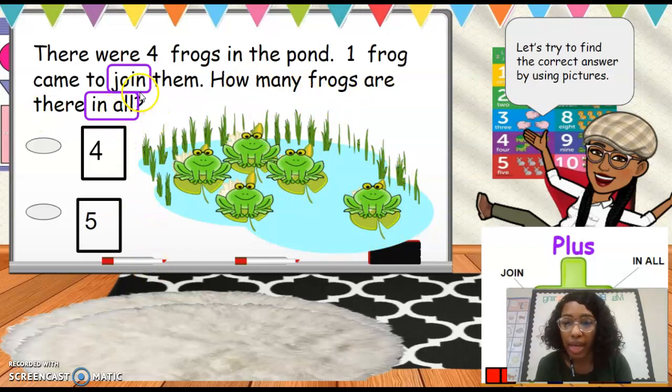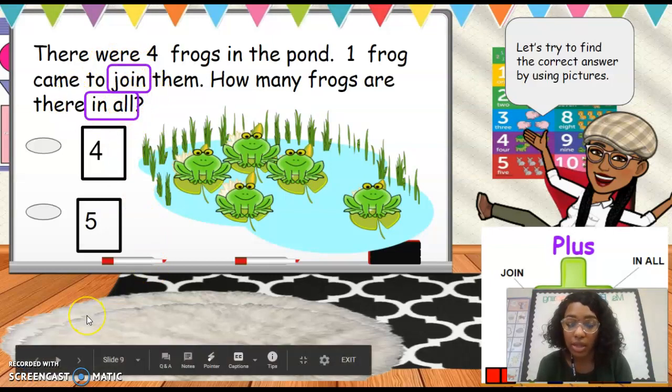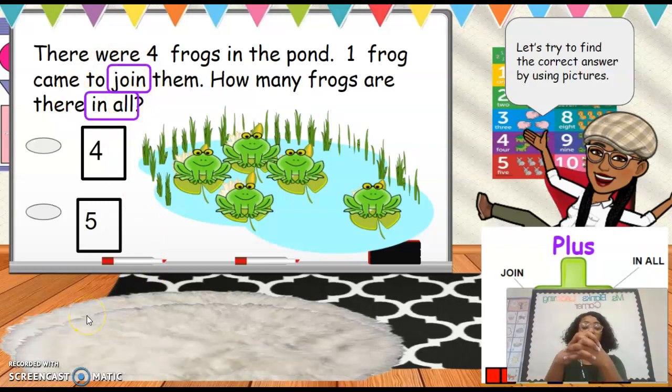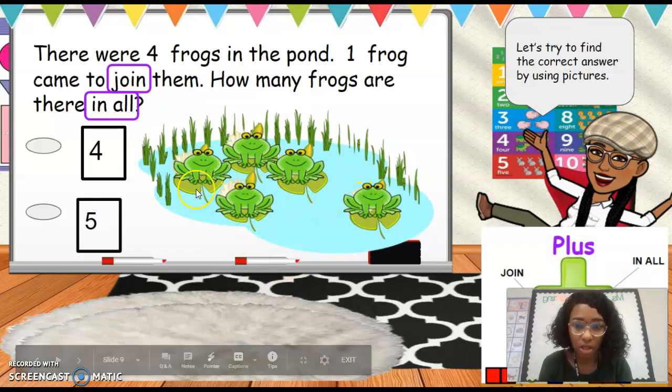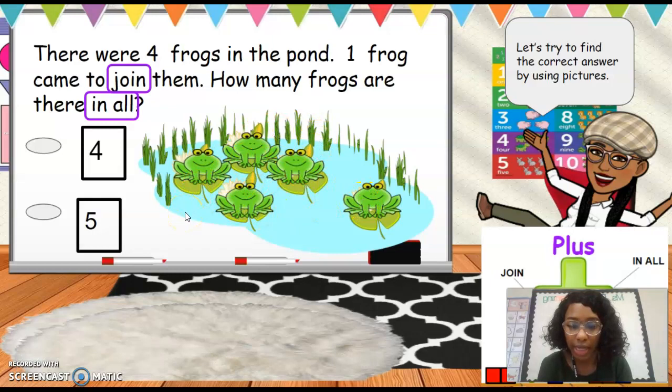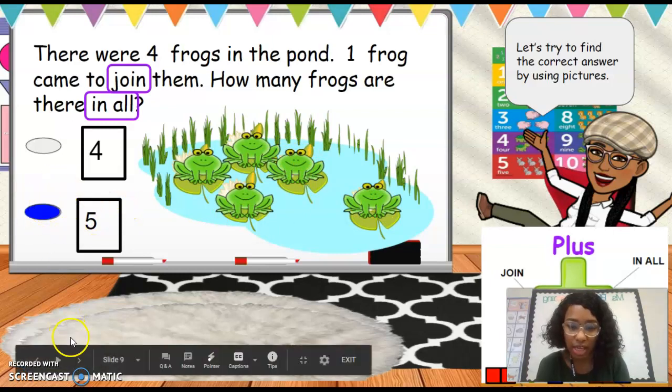Okay. So Ms. Blanks circled the word join and the words in all because those both mean put them all together, or join them all together. So when we're joining all of our frogs together, that's how we're going to figure out how many frogs are in the pond. So let's do that. Ready? Let's count. 1, 2, 3, 4, 5. Okay, so there are 5 frogs in the pond all together.